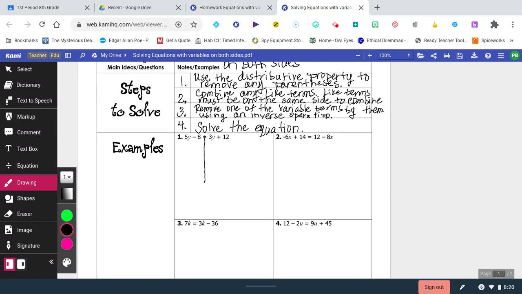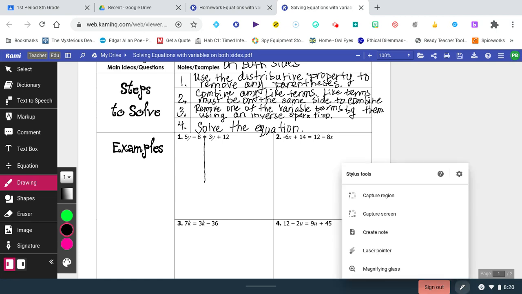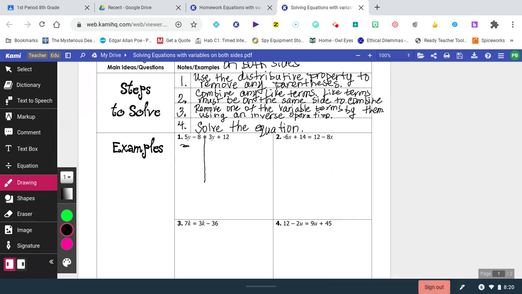So I'm going to go on to step three. Step three says remove one of the variable terms by using an inverse operation. So I can either remove the 5y or I can remove the 3y. I'm sorry, guys. My touchscreen is not doing what it should. But just to show you all, I'm going to start off by removing the 5y term, and then I'm going to erase it and show you how to remove the 3y term, okay?